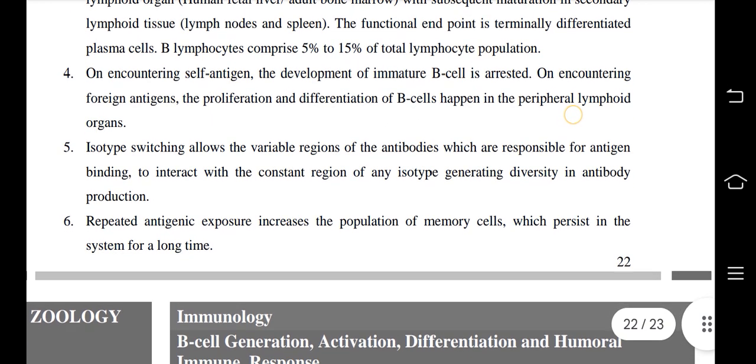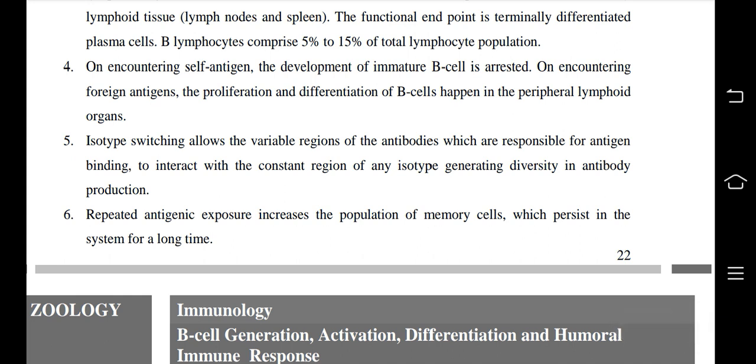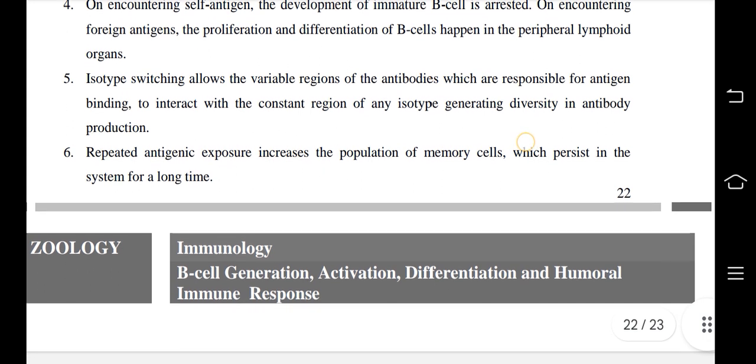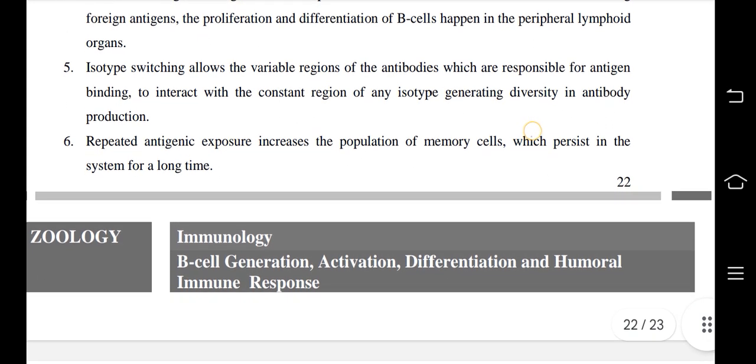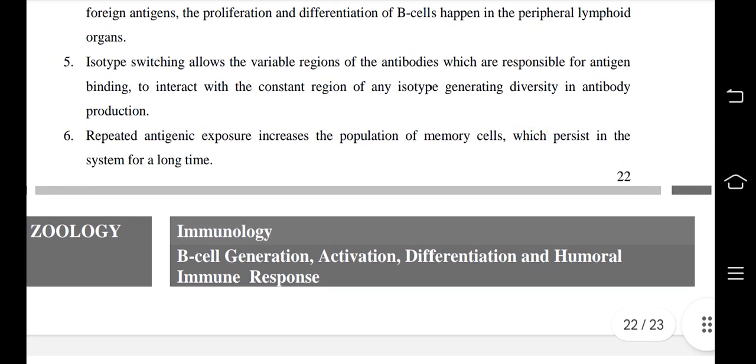B lymphocytes comprise 5% to 50% of the total lymphocytic population. On encountering self-antigen, the development of immature B cells is arrested. On encountering foreign antigens, the proliferation and differentiation of B cells happen in the peripheral lymphoid organs. Isotype switching allows the variable regions of the antibodies, which are responsible for antigen binding, to interact with the constant region of any isotype, generating diversity in antibody production.